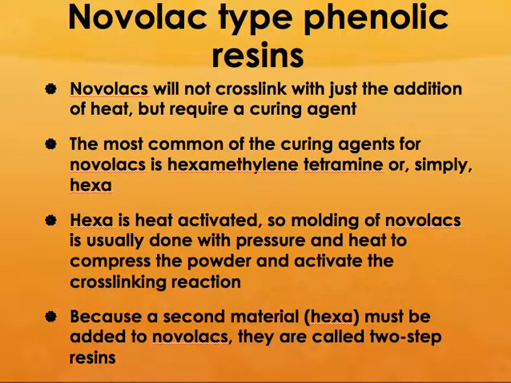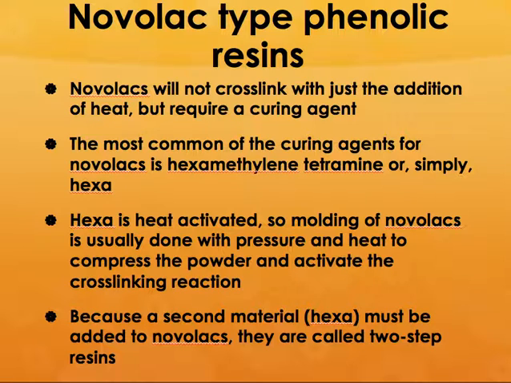So it's much easier for you to form the reaction and to complete that reaction. It will not cross-link with just the addition of heat, but it will require a curing agent. And in this case, the curing agent is hexamethylene tetraamine, or it's simply called hexa. It is heat activated, so molding of Novolacs is usually done with pressure and heat to compress a powder and activate the cross-linking reaction.